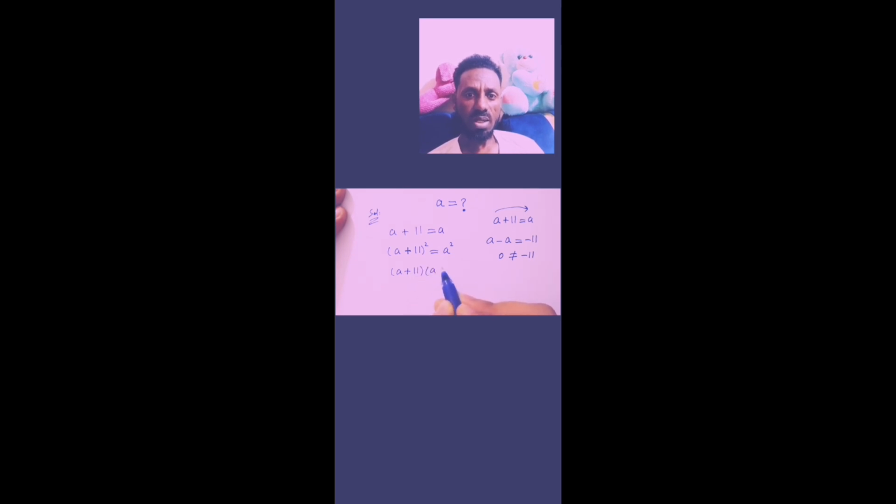A + 11 = A. Let's make both sides squared. (A + 11) the whole squared is equal to A squared. Now let's expand the left hand side: (A + 11) times (A + 11), which is equal to A squared.